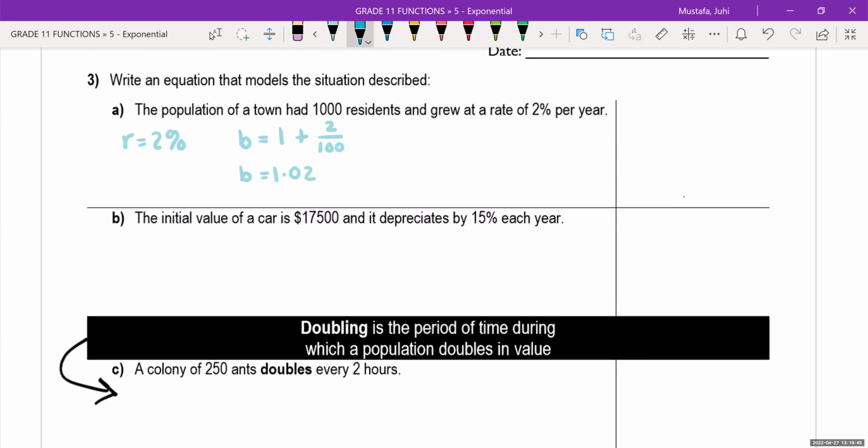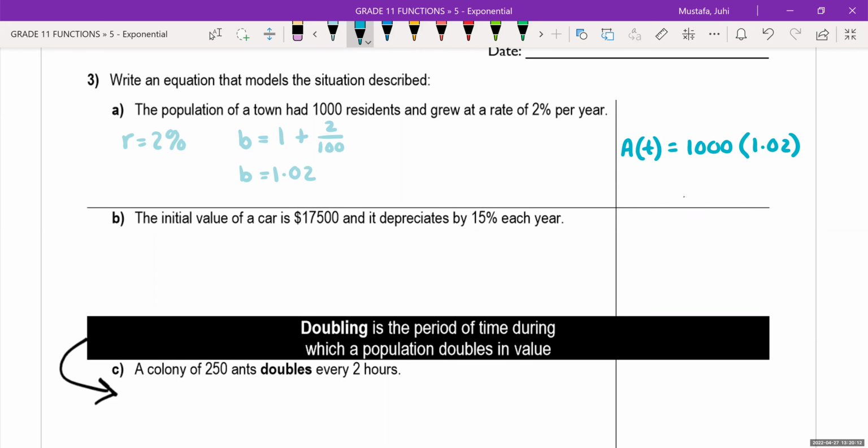Okay, now when we're making our formula, if you take a look, we've always used function notation. I don't care what letters you use. You can literally use any letters you want. So I'm just going to use, do we want to stick to A? Let's stick to A. So A of t is equal to, we started with 1,000 residents. Our B value, we just calculated to be 1.02.